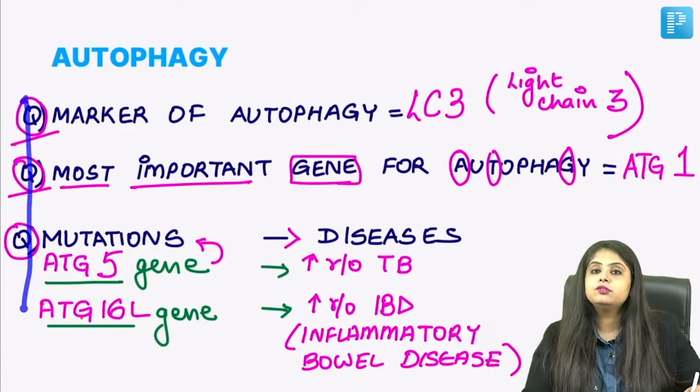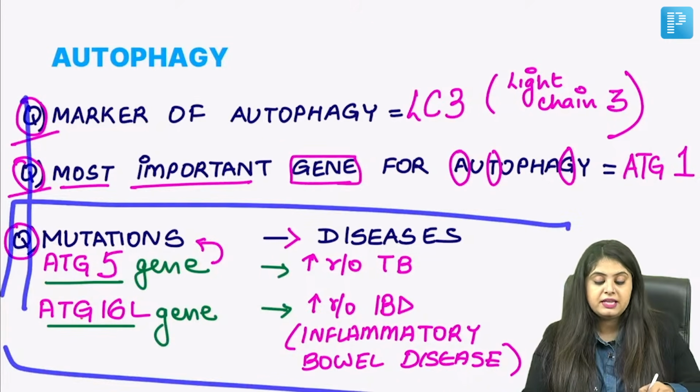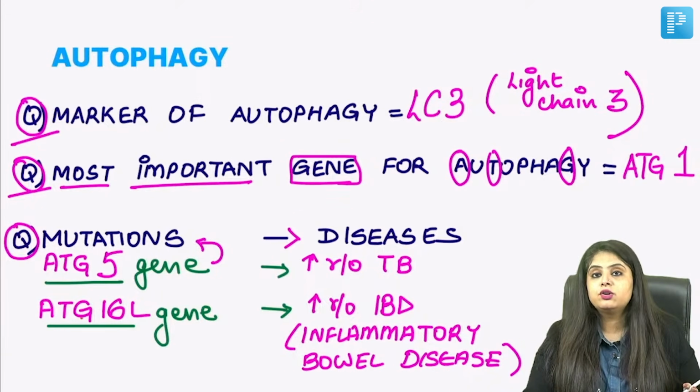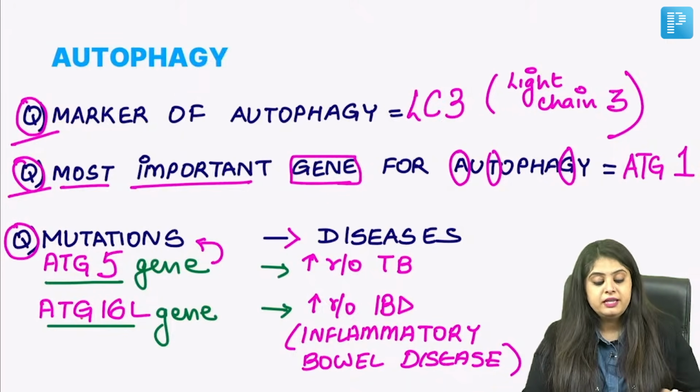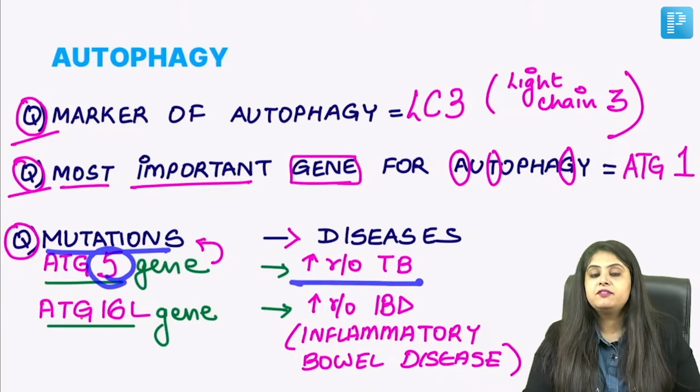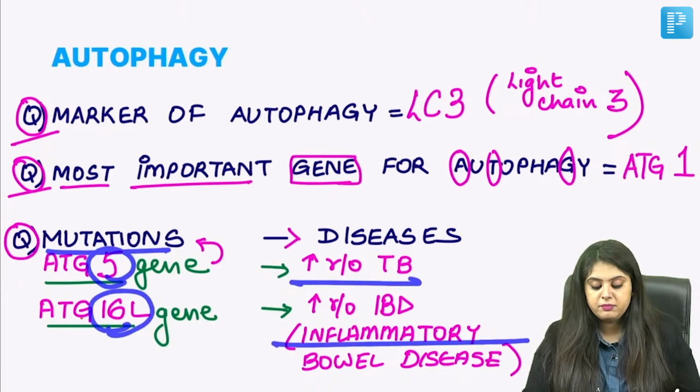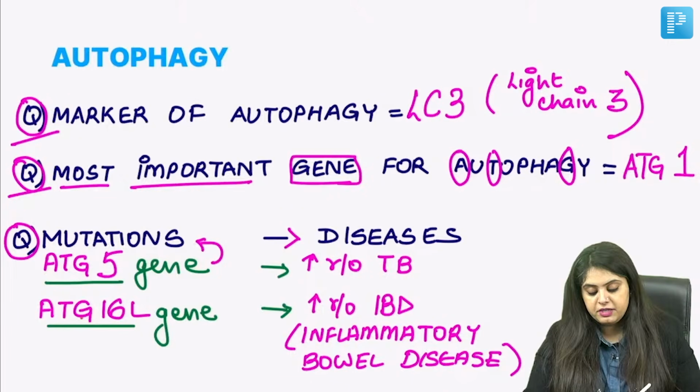These are the 3 MCQs also. This is what? This is the dabba you will make as clinical correlation in your short note. Examiner will know, okay, they have read autophagy ka mechanism and they know patient also. If ATG5 is mutated, patient will have TB. If ATG16L is mutated, patient will have IBD, that is inflammatory bowel disease.